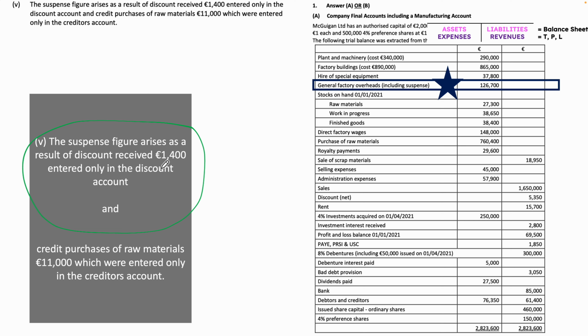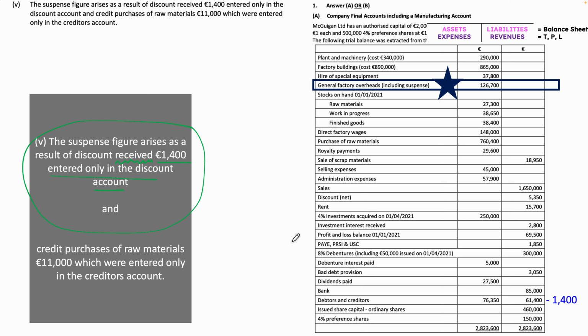So we need to say to ourselves, who did we get a discount from? We received a discount. So who did we receive a discount from? We receive a discount from our creditors. So our creditors give us a discount. So this is saying that discount received only went into the discount account. So it didn't go into the creditor's account. So if we put it into the creditor account now, we would reduce the creditor account by €1,400.